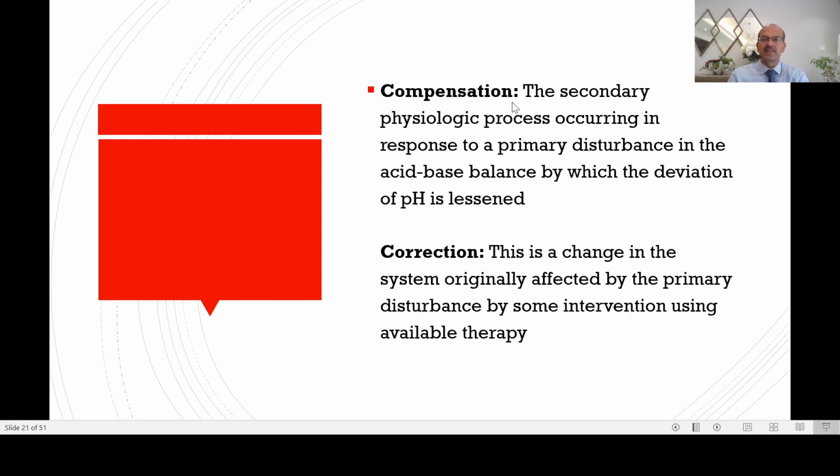Compensation is a secondary physiologic process occurring in response to the primary disturbance in acid-base balance. So compensation is something which our body is doing. I mentioned the buffer mechanisms, and I mentioned the role of the lung and the kidney when it comes to compensation.